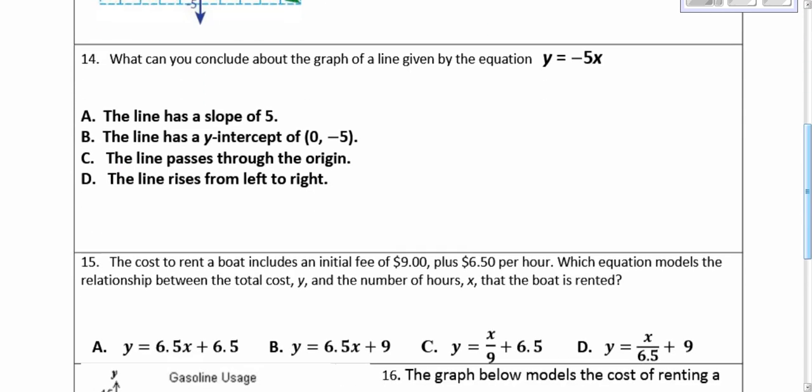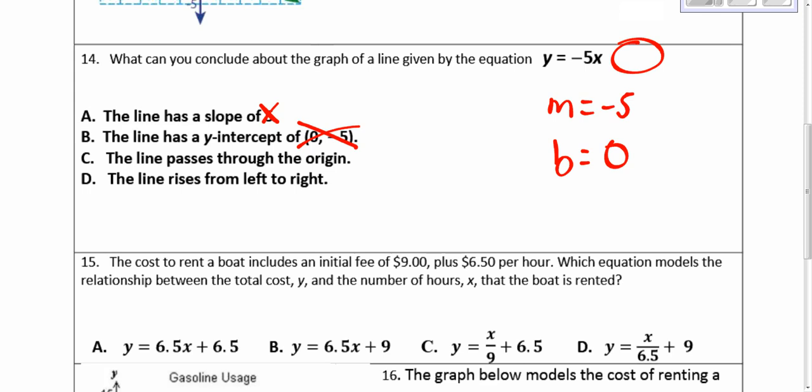What can you conclude about the graph of a line given by the equation y equals negative 5x? So it's just by looking at the equation. The slope's negative 5, and I know the y-intercept is 0 because there's nothing there. So the line has a slope of 5? Nope. The line has a y-intercept of 0, negative 5? No, that's the slope, not the y-intercept.